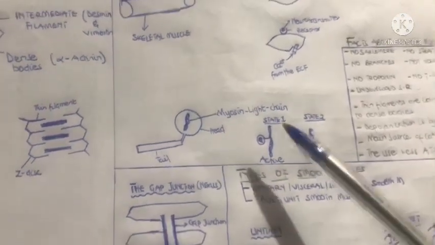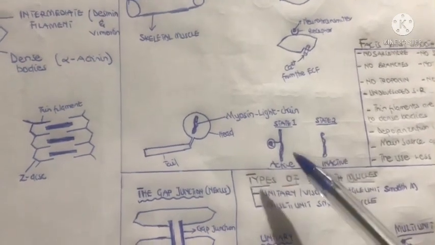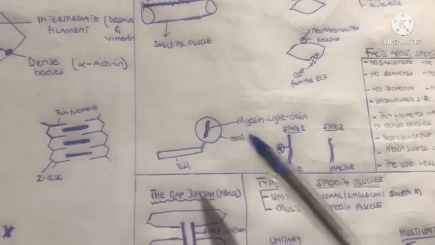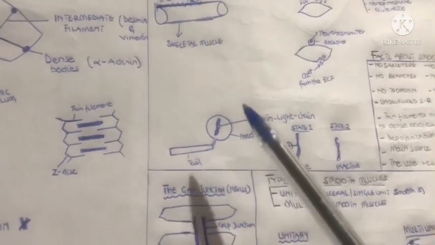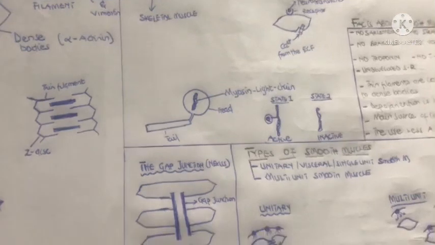You understand? When these myosin light chains are in their activated state, it causes the myosin head to attach to the myosin binding site and initiate contraction.